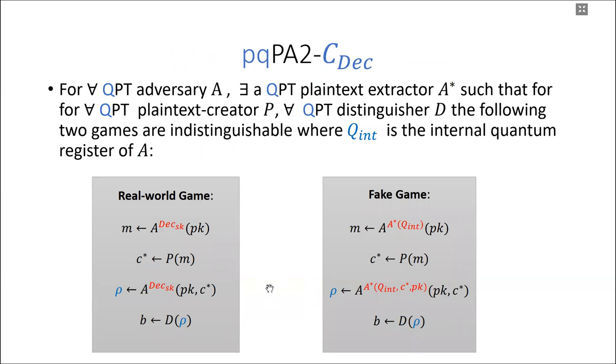The PA2 with the classical decryption queries is defined similarly to the classical case, with the difference that we use QPT, quantum polytime adversaries, and also the quantum internal register of the adversary. This part, since we only consider classical, stays the same. And the plaintext creator P only outputs a classical ciphertext. So we say a public key encryption scheme is PA2 CDEC if for any QPT adversary A, there is a QPT plaintext extractor A star such that it works for any QPT plaintext creator P and any QPT distinguisher D, so these two games are indistinguishable.